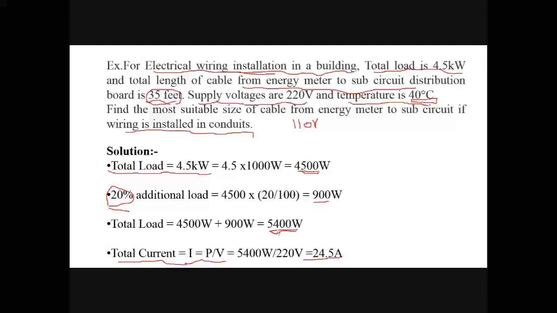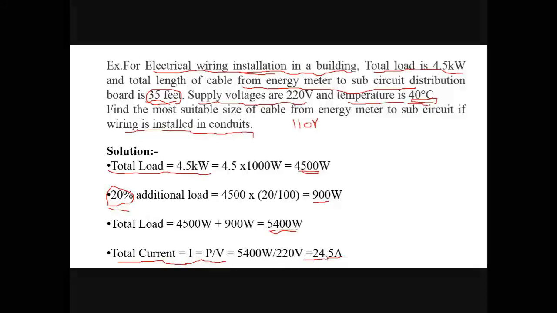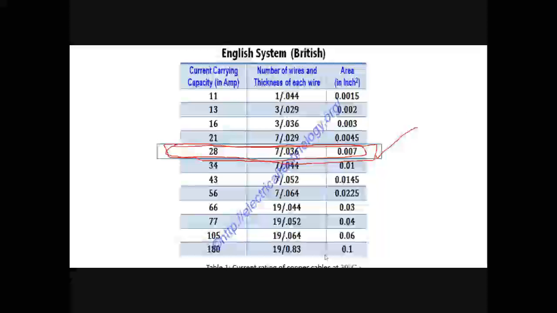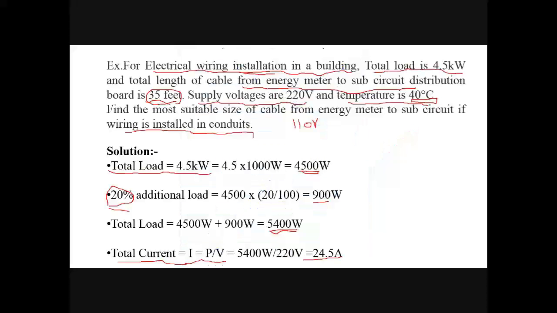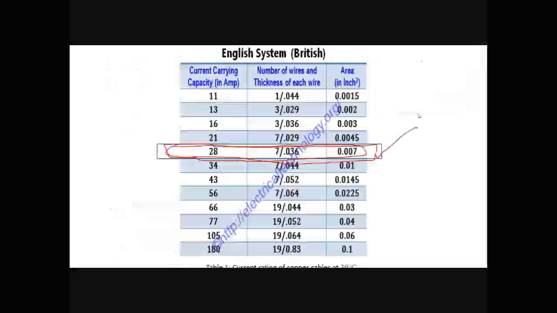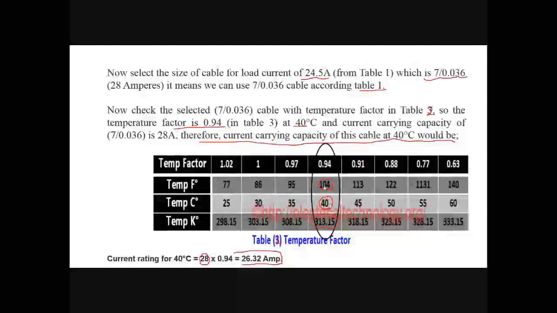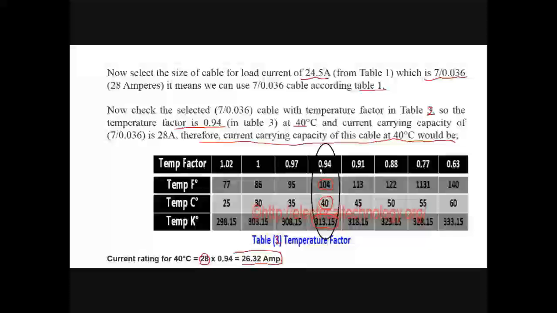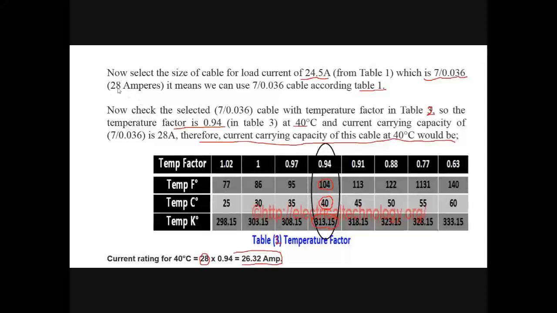We use the same formula for finding out the current, P by V. So we consider this 5400 watt divided by 220 volt, which comes as 24.5. Now for 24.5, the most suitable size is 7 divided by 0.036. But this is the value for 30 degrees Celsius. We are interested in the 40 degrees Celsius value, so there must be a table available.